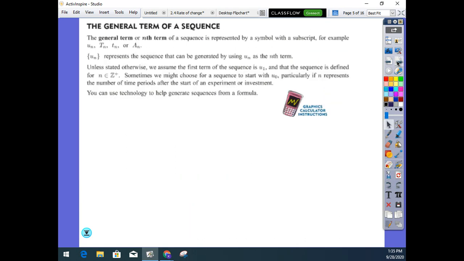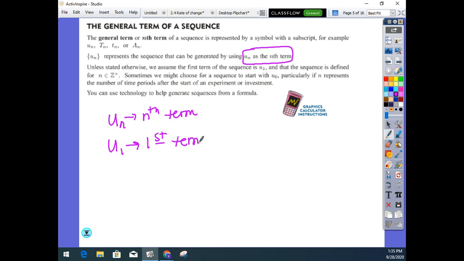All right, your general term is just, this is where I'm saying the terminology gets a little bit funny. U sub n is the nth term. And you'll see this will make a little better sense in letter B. I'm going to do B also. So U sub 1 is the first term. U sub 2 is the second term, and so forth. It just keeps going, okay?